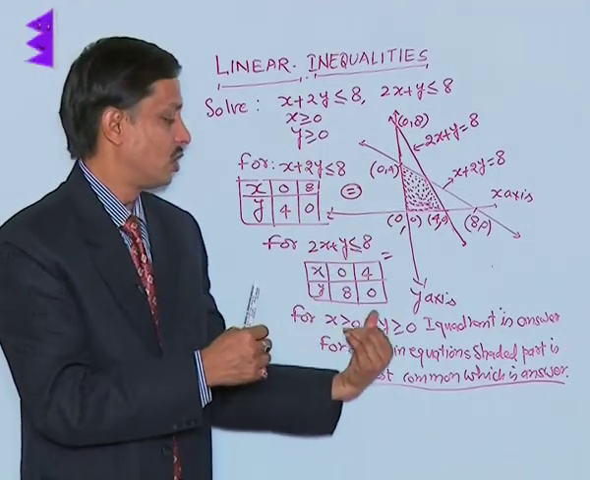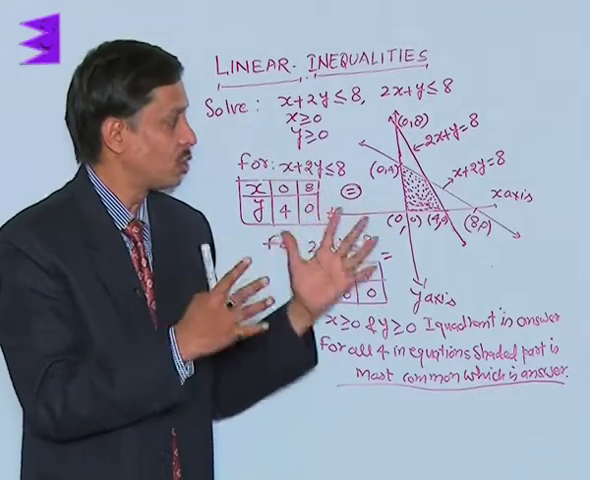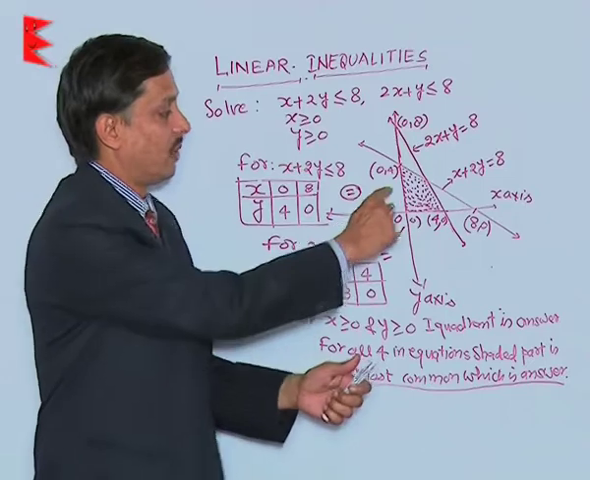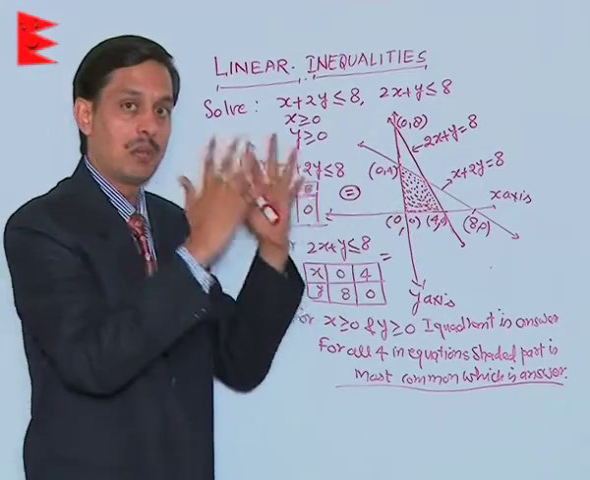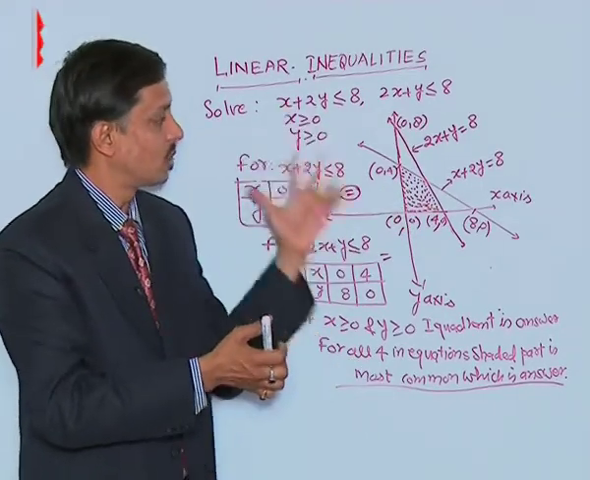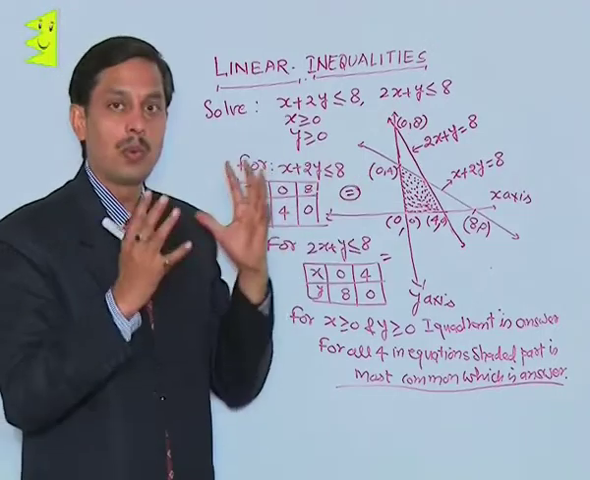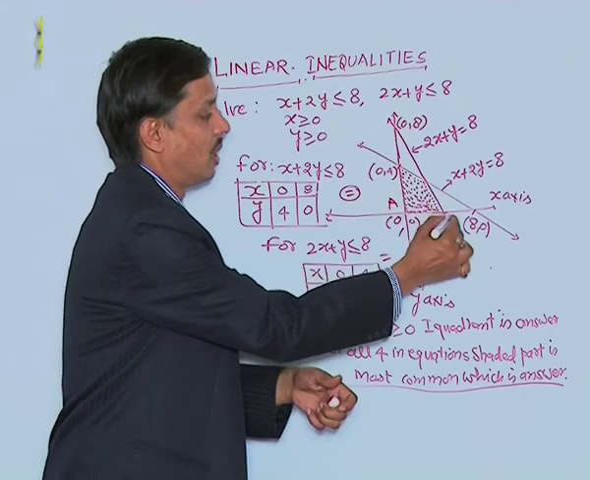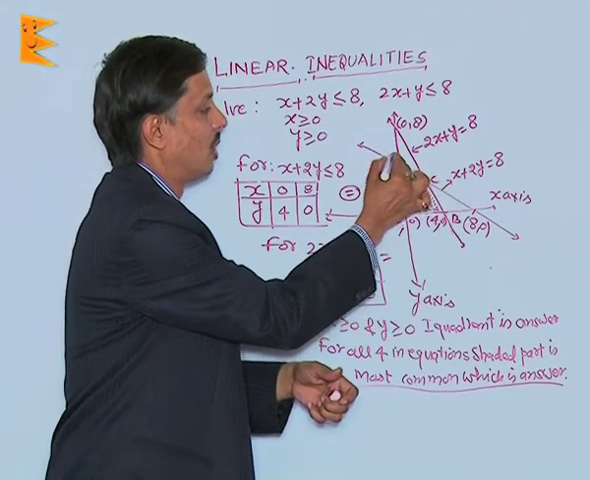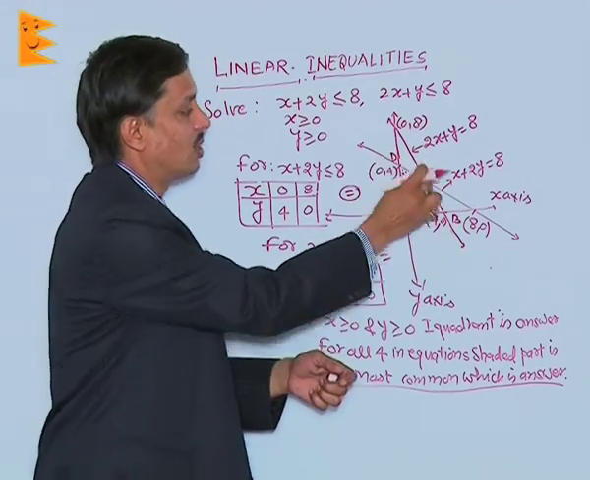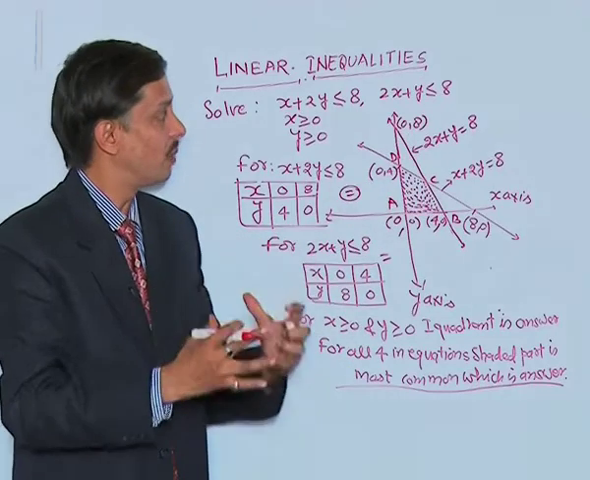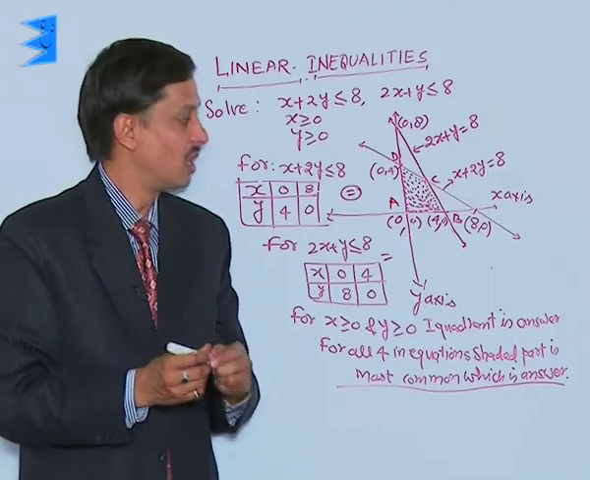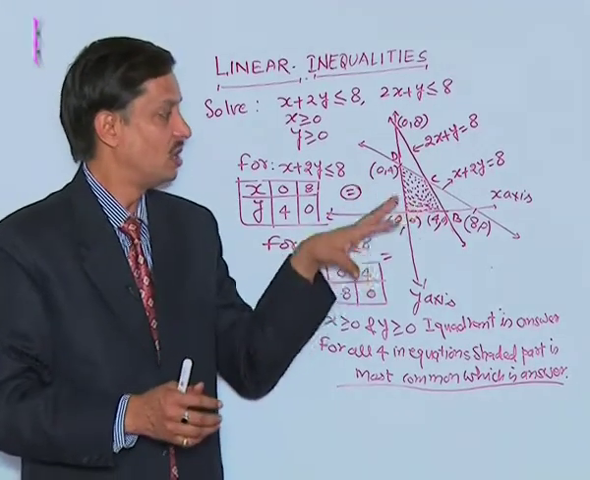For x is greater than or equal to 0 and y is greater than or equal to 0, we know that these two positives are possible in the first quadrant. So what we are noticing, this shaded part is the most common zone. Hence the solution of all these four inequalities is the quadrilateral. You can name it A, B, C and D. A, B, C, D's shaded part is the most common zone for all four linear inequalities. Hence we declare that this is the answer.